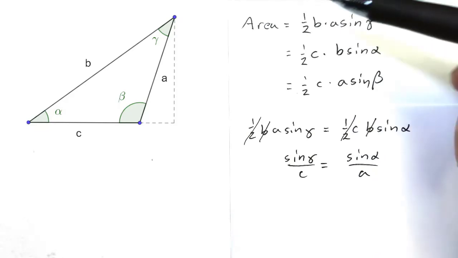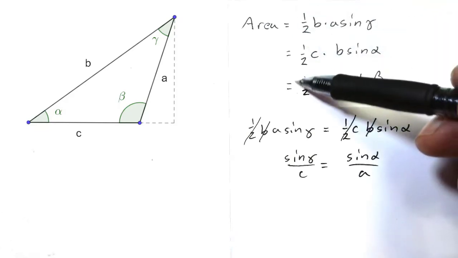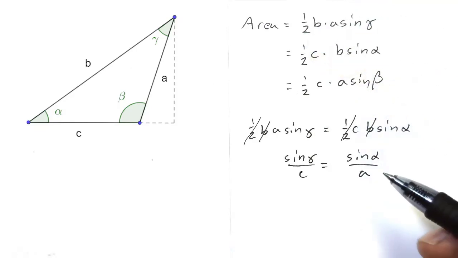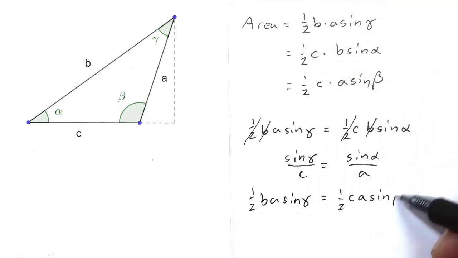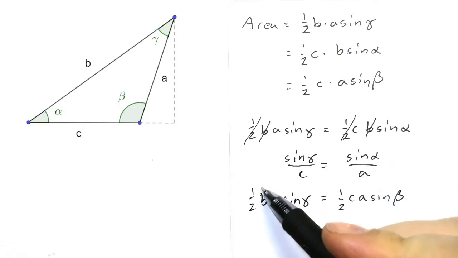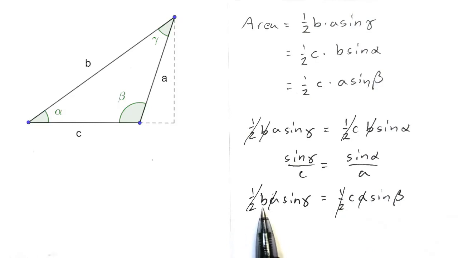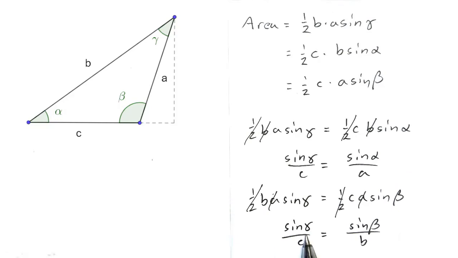I can also take the first formula and set it equal to the last formula because they're equal. They're both giving me the area of the triangle. And I can divide both sides by 1/2. I can divide both sides by A. I can divide both sides by B and divide both sides by C. And so we have this relationship.